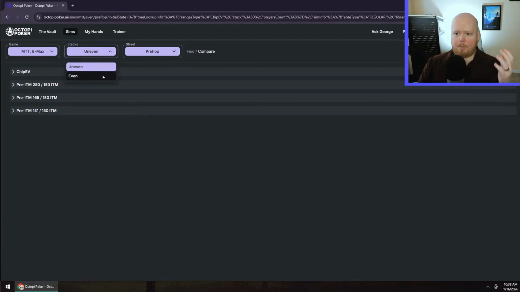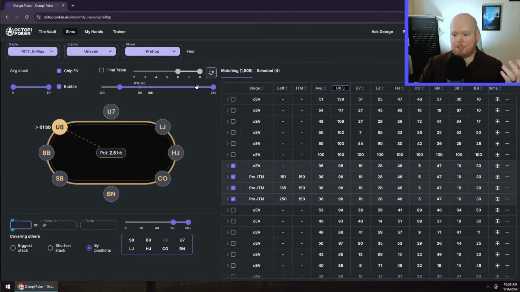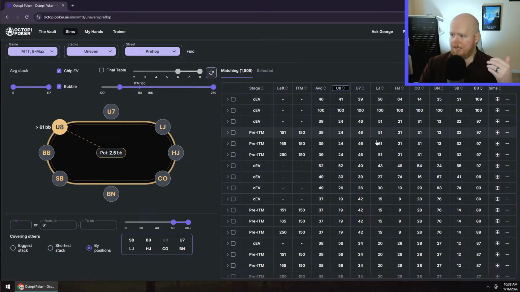Now, the final thing I want to cover as far as these big stack bubble situations is a spot where the big blind is the big stack. So we're going to look at right here. The big blind here has 97. That's pretty solid, so let's go with that.